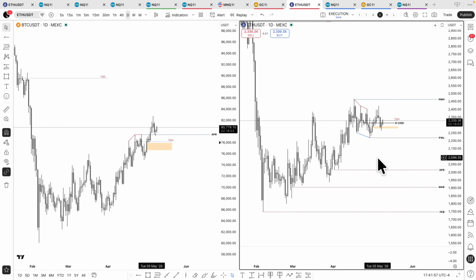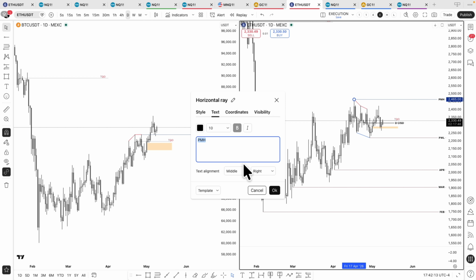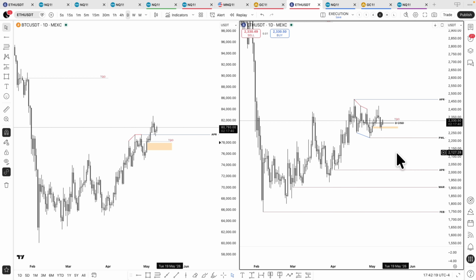If we are to take a brief look at the correlated assets, so Ethereum being on the right, BTC being on the left, take notice of the fact that BTC has already displaced above our April high of the month. Ethereum has failed to follow suit, so this high right here would be your April high of the month. Another issue that comes into play would be that the high of the month for both of these assets were created at different times.